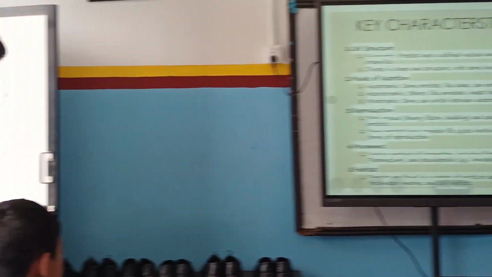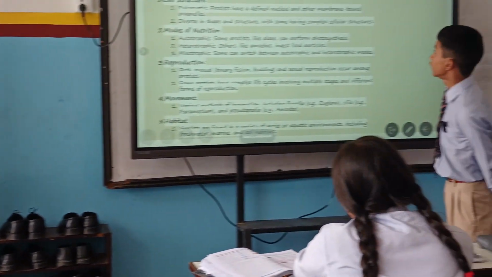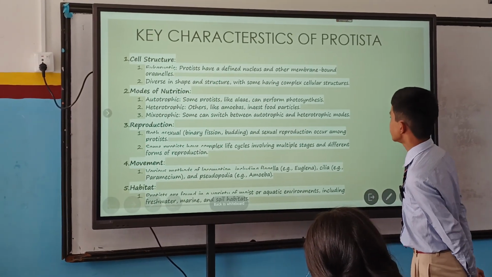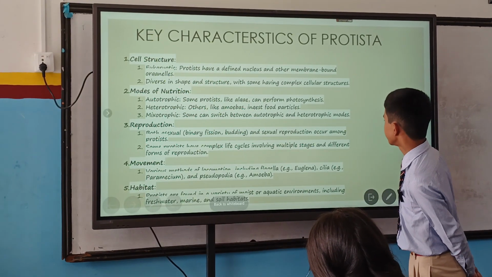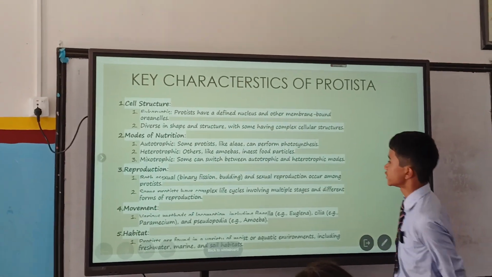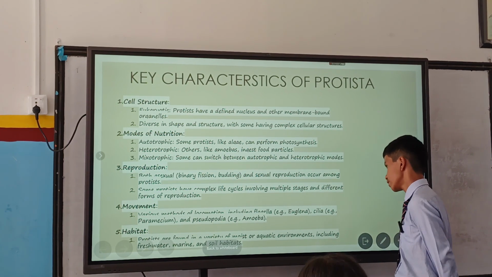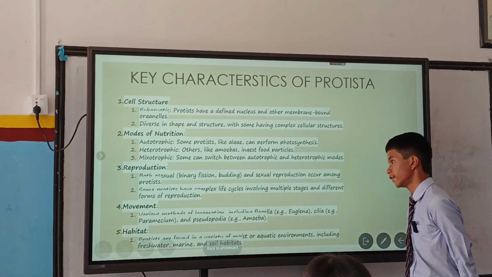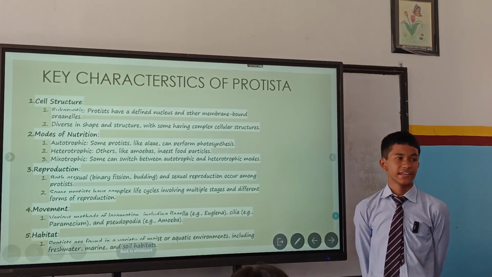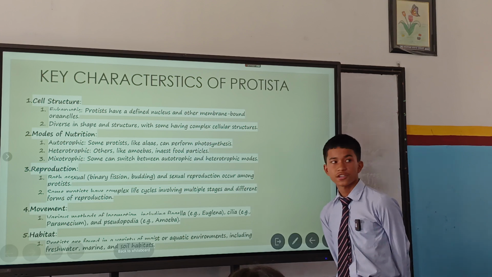Reproduction: there are two types of reproduction that can be seen in Protista, asexual and sexual reproduction, and they occur among protistas. Some protistas have complex life cycles involving multiple stages and different forms of reproduction. While protistas evolve through their life cycle, they have many different stages and different forms of reproduction.